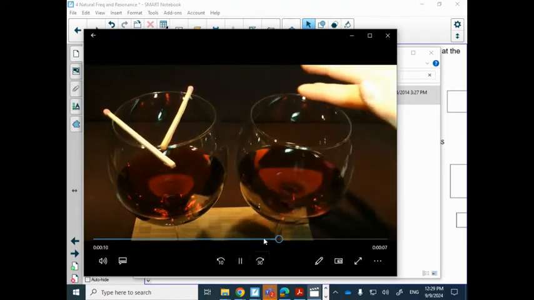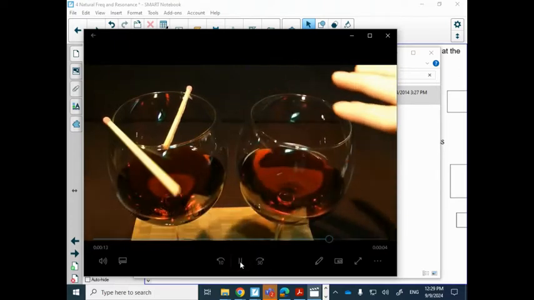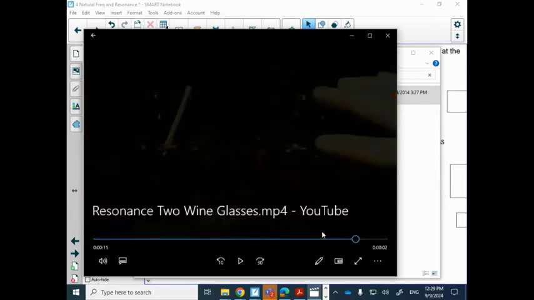They're not touching each other, but the vibrations are going through the air. This glass ends up vibrating as well. The energy from this vibration transfers that vibration because they have the same amount of wine. If I was doing this video, I would have shown it with a different amount of wine, right? So you see the matchsticks vibrating a little bit because the glass is vibrating, picking up that resonance.